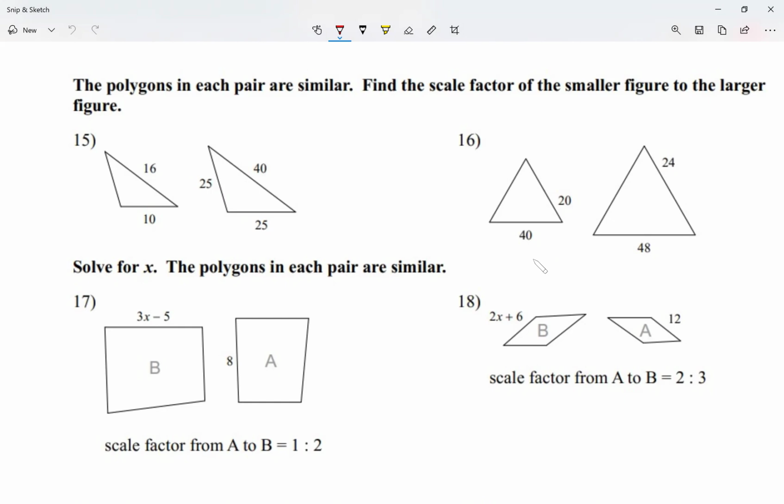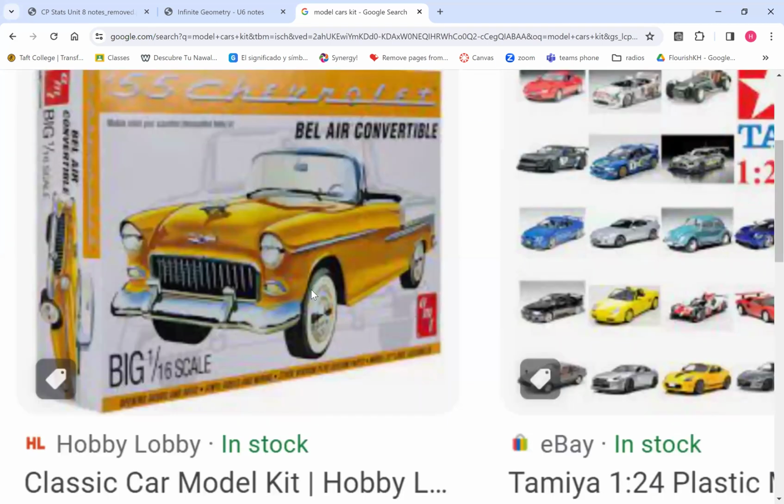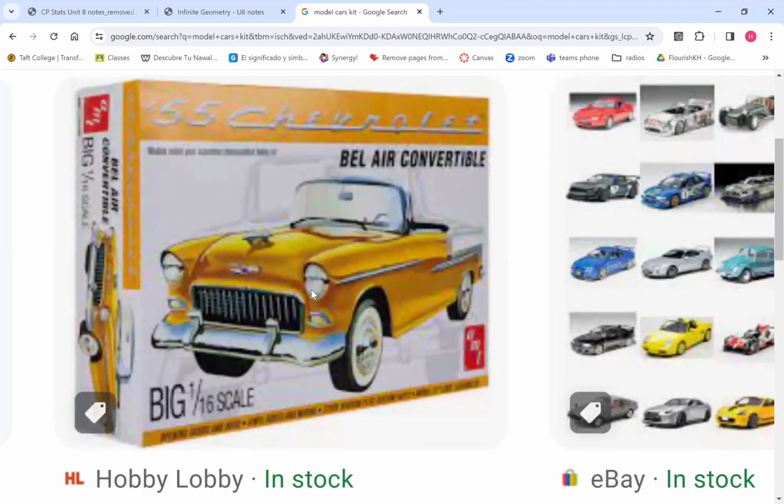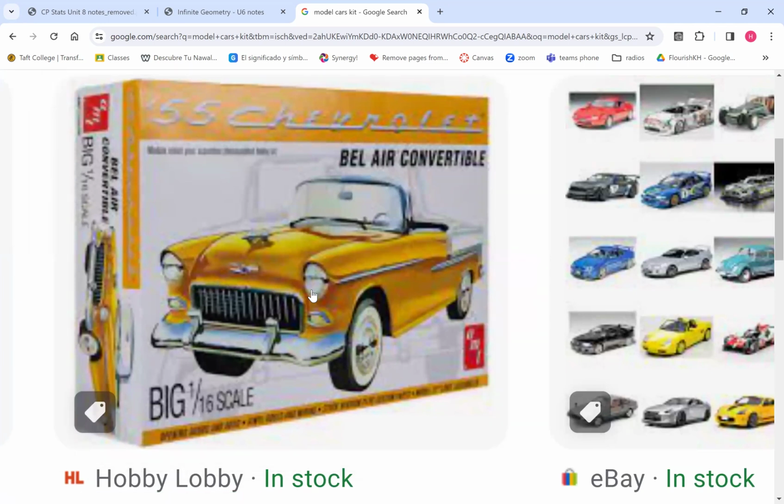So we see some shapes here. One shape is smaller than the other, but something about a scale factor. Now, scale factors, we do see them in life, right? If we go and look at model car kits, if I zoom in, let me see here. I search and I see here, it says 1 through 16th. You guys see 1 fraction 16th. Okay, so the scale here is 1/16th.